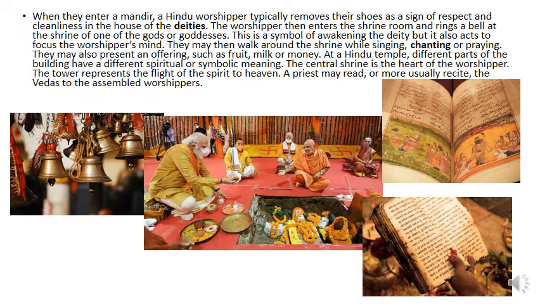At a Hindu temple, different parts of the building have a different spiritual or symbolic meaning. The central shrine is the heart of the worshipper. The tower represents the flight of the spirit to heaven. A priest may read, or more usually recite, the Vedas to the assembled worshippers. So there you can see some pictures of the bells that would be rung, the offerings that are made, and then you've also got pictures of different examples of the Vedas as well.